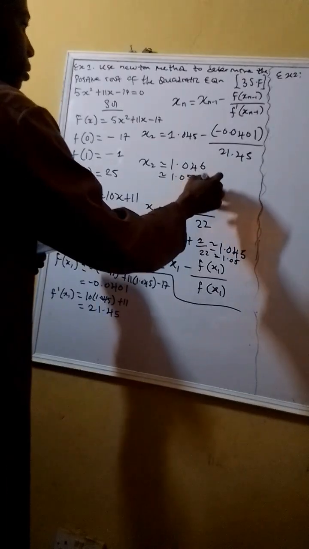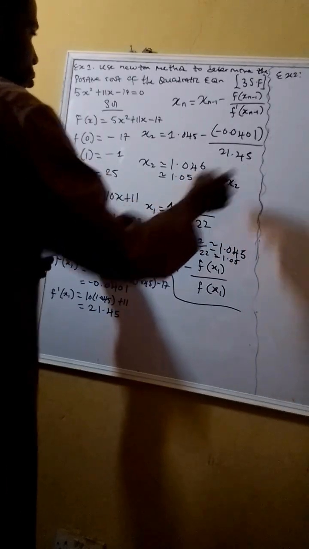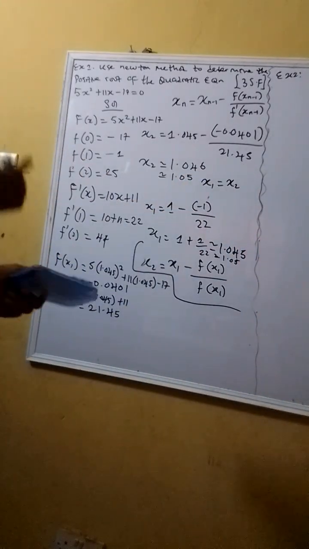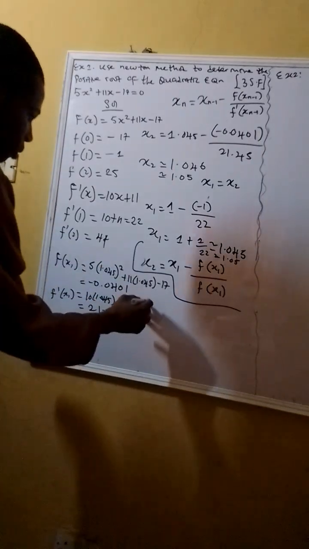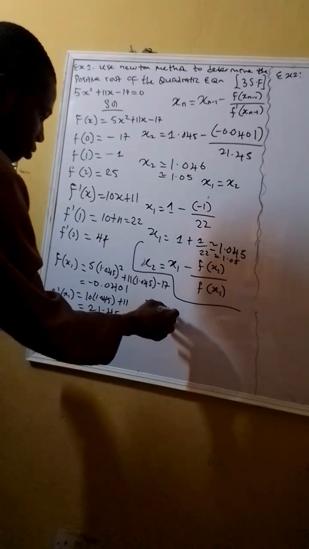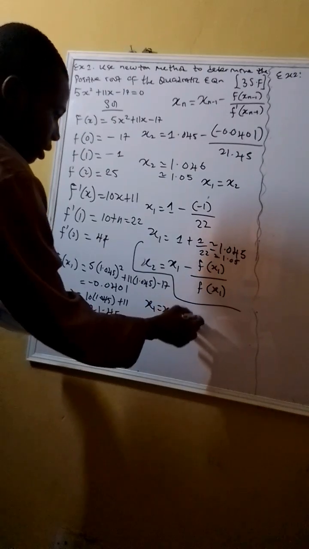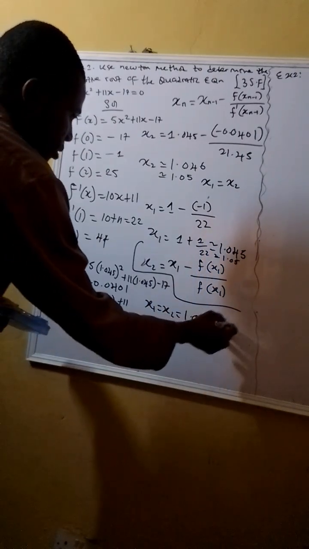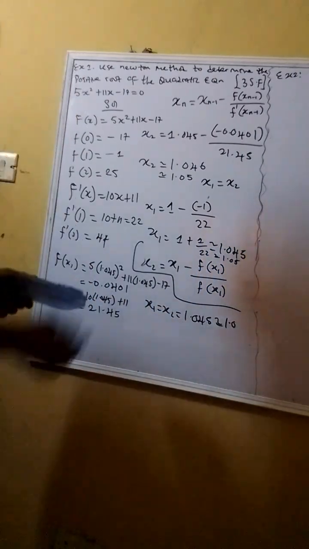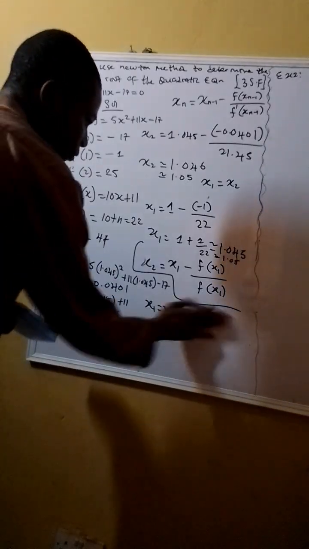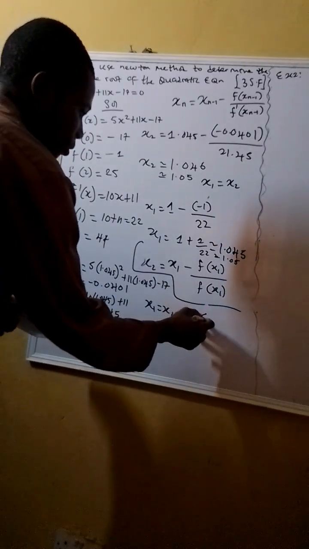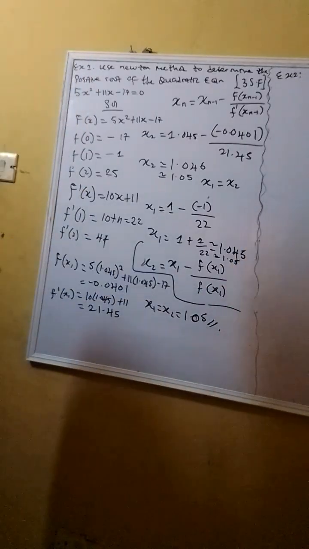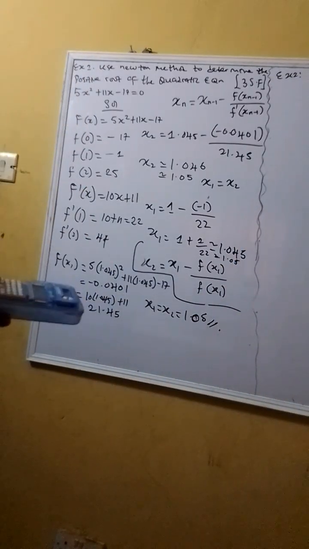Since x1 is also equal to x2, that means the positive solution for this particular question using Newton-Raphson's method would be x1 equals x2 equals 1.045, or approximately 1. Now to our 3 significant figures, you can't have 1.045. That would be 1.05. So that is the answer for this.